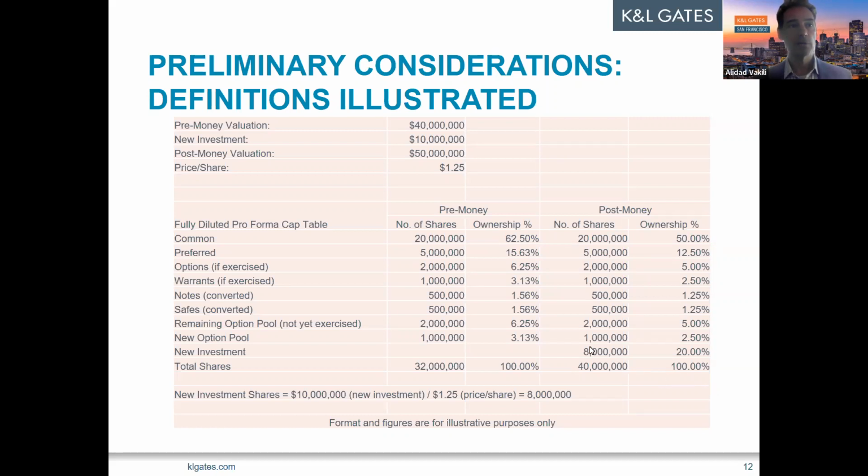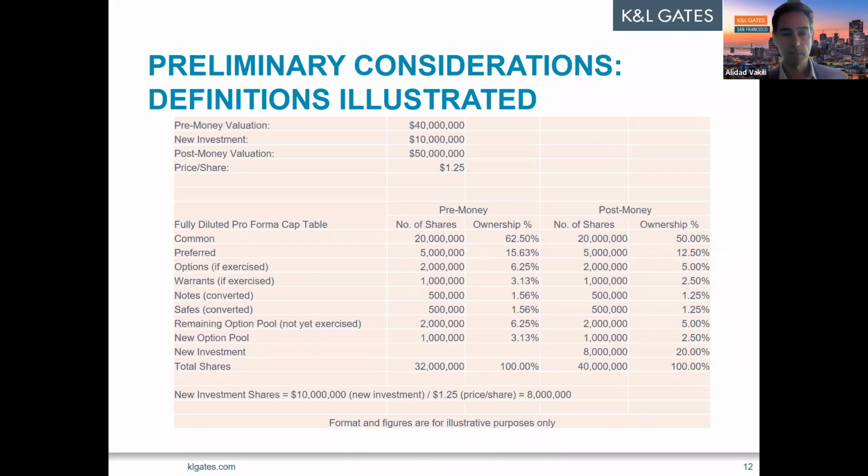After the 8 million shares are issued to the investor and they've gotten their 20% of the company, you can see everyone gets diluted, right? So from 62.5%, the common stockholders, I'll just refer to them generically as the founders, their ownership drops down to 50%. So it's always important to keep your eye on the ball, because you want to understand what's going to happen with regard to the investment once you close.